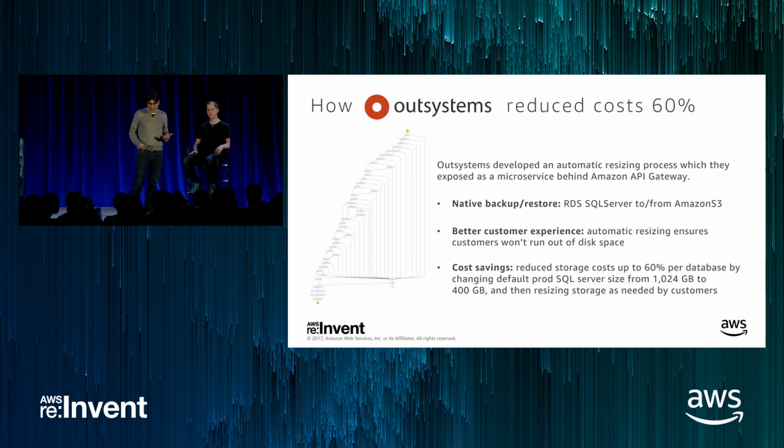And to do so, they took advantage of a capability on RDS that allows you to back up your database onto S3 and then restore it. It's very hard to see, but that's a state machine that goes through a series of steps: it takes down that RDS instance, moves the data to S3, deploys a new instance with a bigger volume, and then restores. And by doing so, they were able to reduce their storage costs 60% by moving from a base instance of a terabyte down to 400 gigabytes, and then scaling as their customers needed.